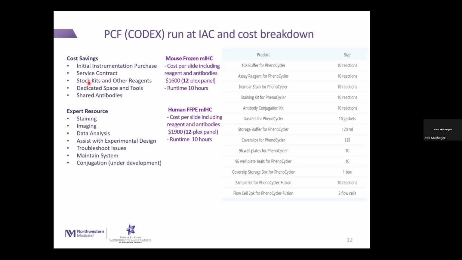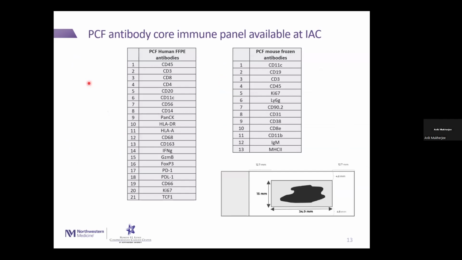Here are your advantages, why you should do it in a core rather than in your lab. It's just more cost savings, and you get more expert resource for staining, imaging, data analysis, and troubleshooting. Here is a panel that we have bought for all the PCF antibodies that you can buy from the core, so that your cost for antibody will go down and you can add your antibody of interest in the panel and run, say, a 10-plex, 12-plex, 15-plex, or even a 25-plex panel.